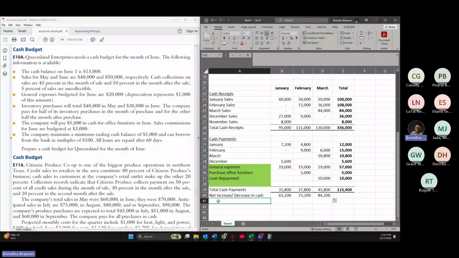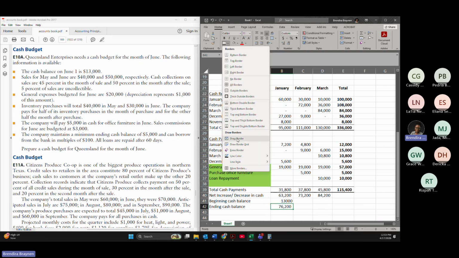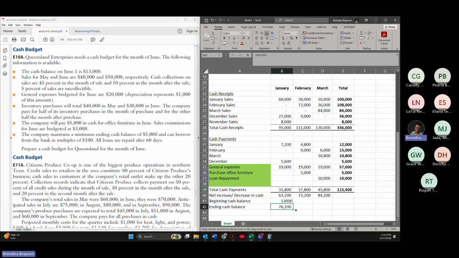Okay. And then we take our beginning cash balance. So let's say we keep it like here. Cash balance for June 1st is 13,000. I'm going to put 13,000 there. That is my beginning cash balance. Just wanted to start there. And so I calculate my ending cash balance now based on my net increase or decrease plus my beginning cash balance. So 76,200 would be my ending cash balance.